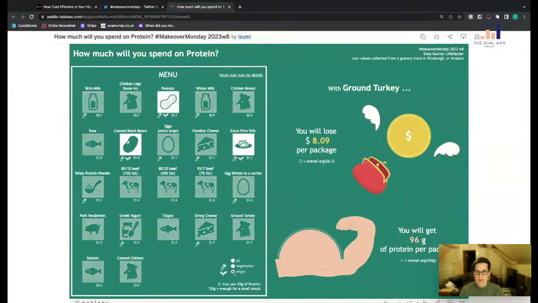So let's switch to vegan, just because we'll have fewer options. Okay, extra firm tofu. Okay, yeah, a bit too playful for me. It doesn't really give me a lot of clarity. So how much would I spend on protein? Okay, I can spend $3.79 on a package of peanuts, but what does that mean? Is that good? Is that a cheap source? Is that an effective source of protein or not? I don't get that answer.